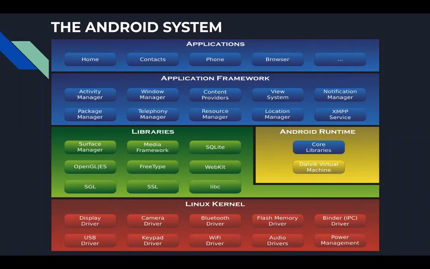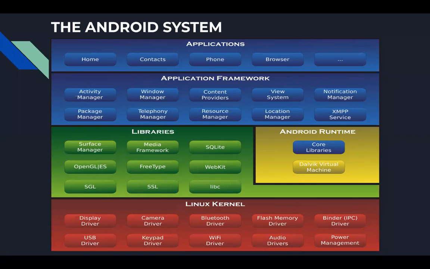So if we look at the topmost level of this image, we have the application. This is where all the applications we create fall in. In the application section, where we have the home, contact, phone, browser, that is where the apps that we create fall in. That is where apps like Uber fall in. That's where apps like Facebook fall in. That's where apps like WhatsApp fall in.